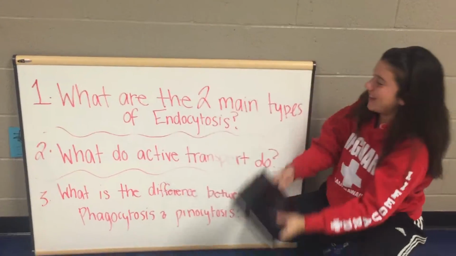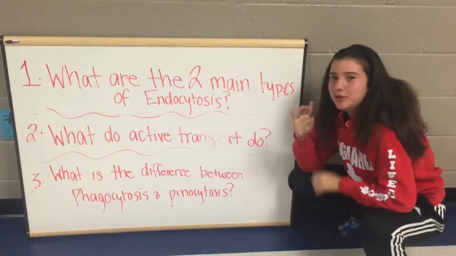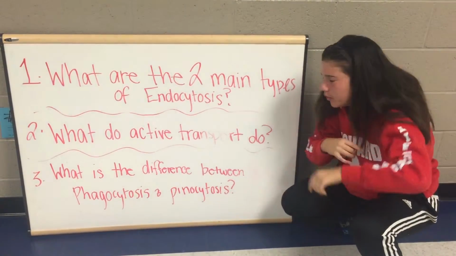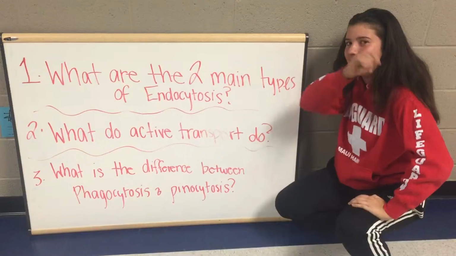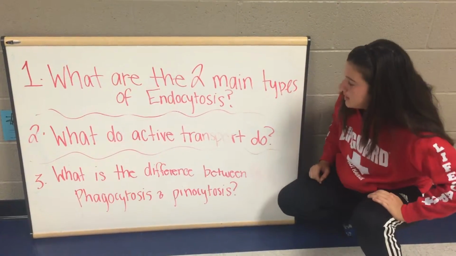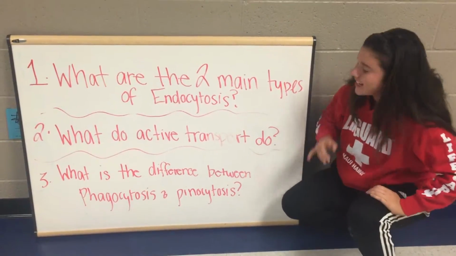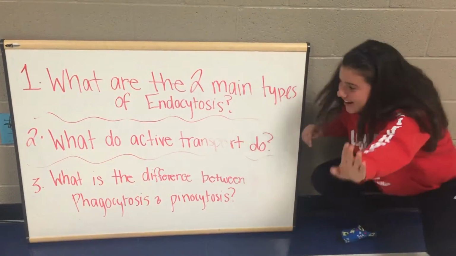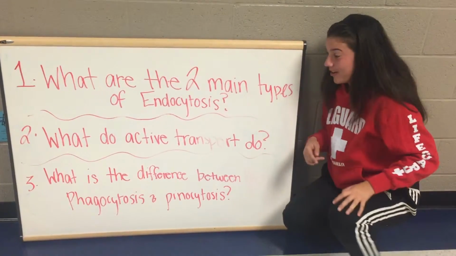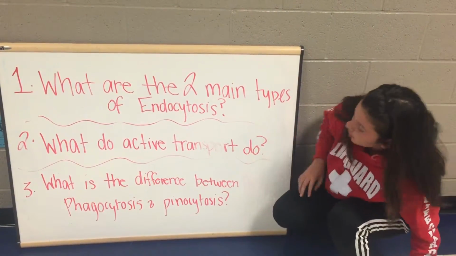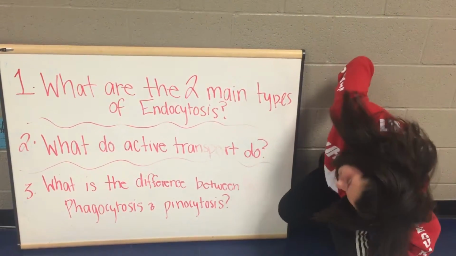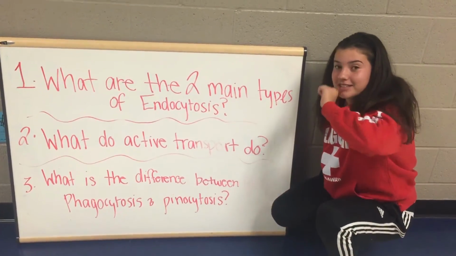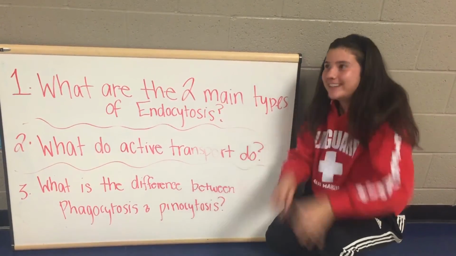Question time! Okay, so what are the two main types of endocytosis? Think it over, discuss. Alright, question 2. What does active transport do? Discuss with your peers, think about it, long and hard. Alright, question 3. What is the difference between phagocytosis and pinocytosis? It's the last one, and we're outie.